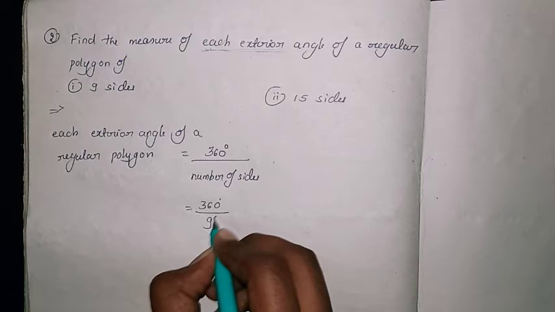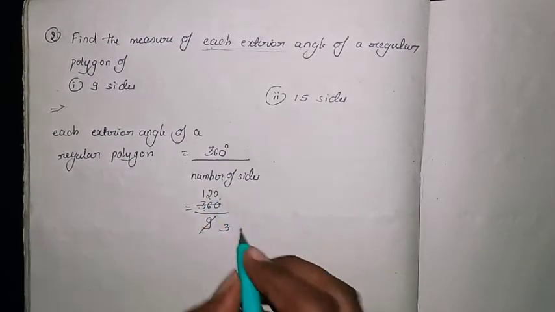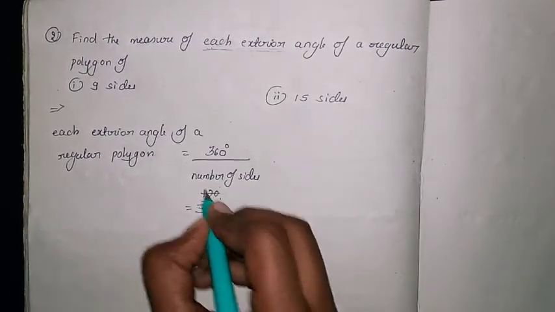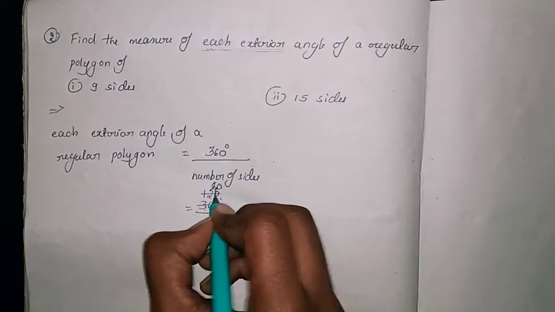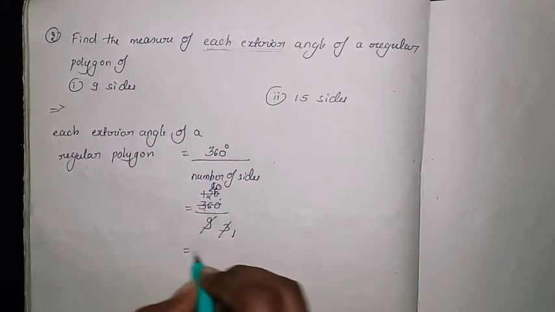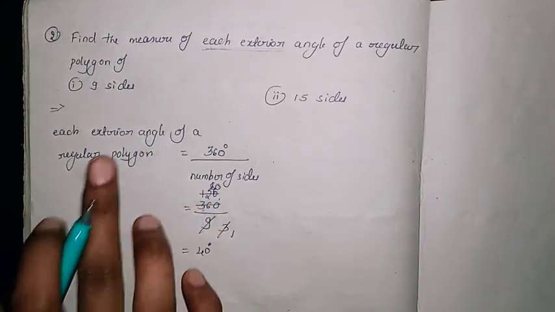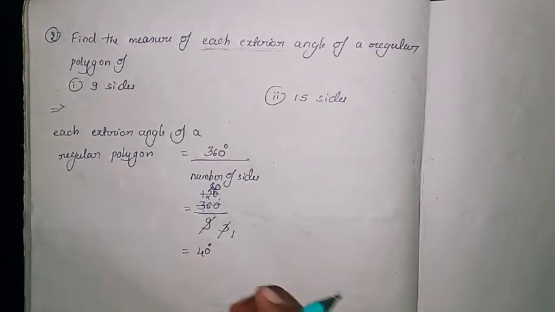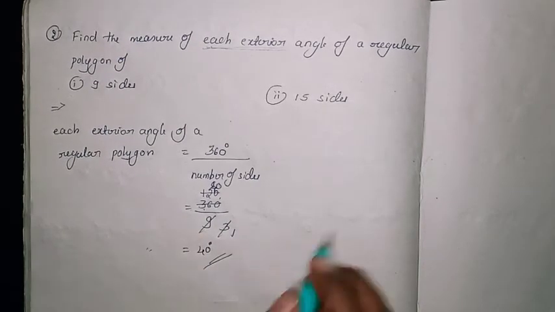9. So 3 threes are 9, 3 ones are 3, 3 twos are 6, 120 degrees, 3 ones are 3, 3 sixes are... sorry, 3 fours are 12. So the answer will be 40 degrees. So each exterior angle of a regular polygon is 40 degrees. Write that sentence, okay? So this is the first problem.